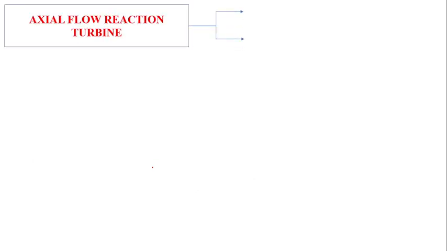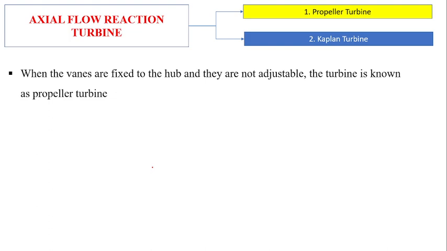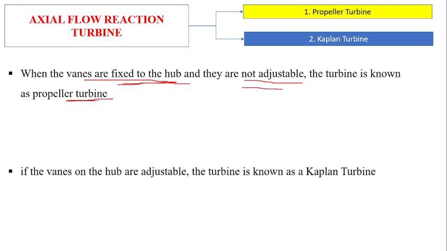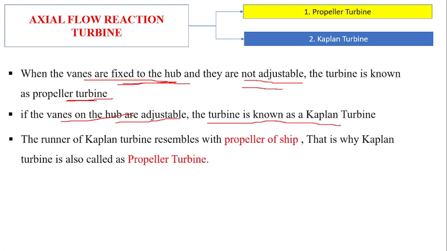In axial flow reaction turbines, the first is the propeller turbine and the second is the Kaplan turbine. They are similar, but where the vanes are fixed to the hub and are not adjustable, the turbine is known as a propeller turbine. If the vanes on the hub are adjustable, the turbine is known as a Kaplan turbine. The runner of the Kaplan turbine resembles the propeller of a ship.